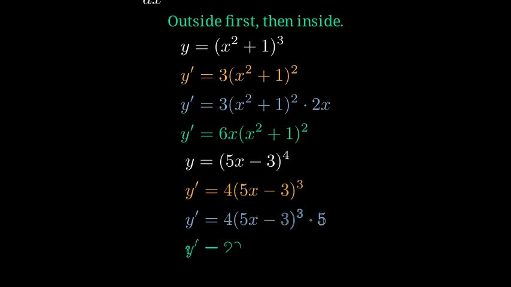Second example, y equals (5x minus 3) to the fourth. Outside derivative gives 4 times the inside cubed. Then multiply by the derivative of the inside, which is 5. So the final answer is 20 times (5x minus 3) cubed.